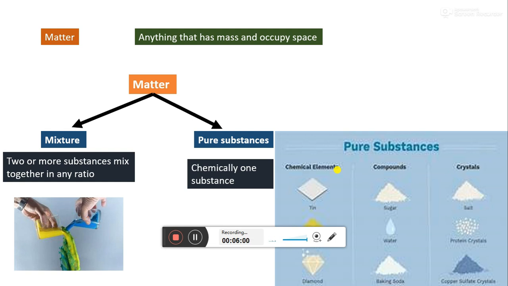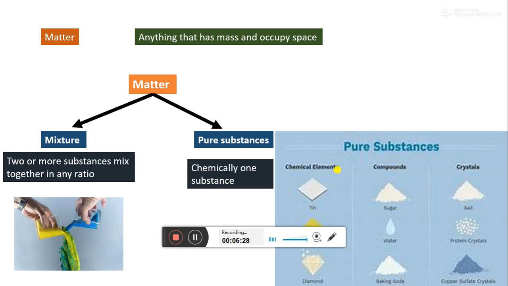Mixture means anything you mix together to form certain new substances, and you can mix those substances in any ratio. If I take 1 gram of sugar and 2 grams of salt, they are both mixed together. This is a mixture because I can mix things in any ratio, that is known as the mixture, right?